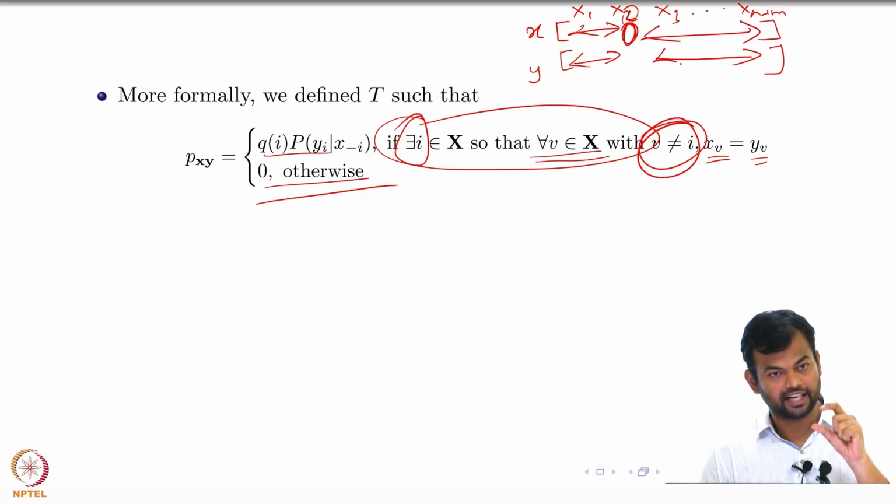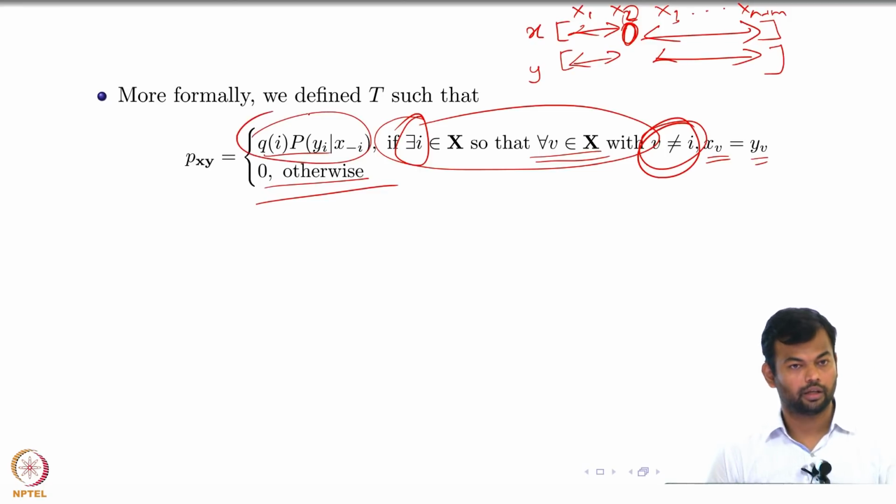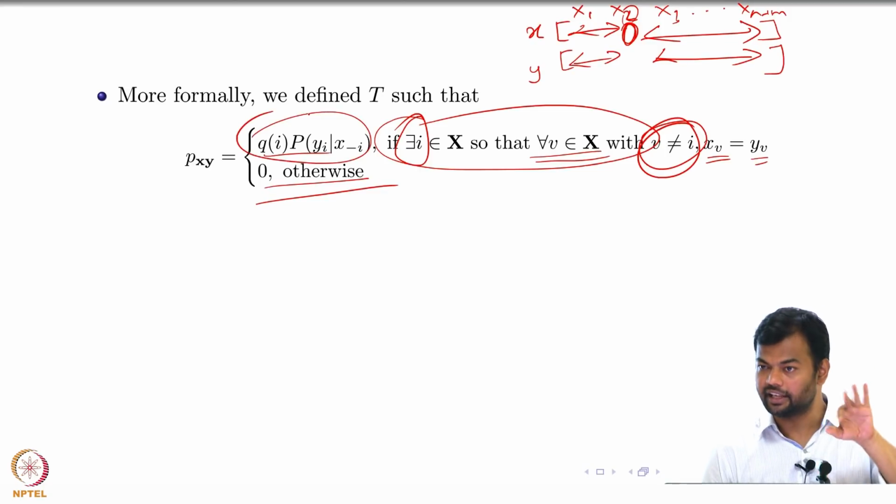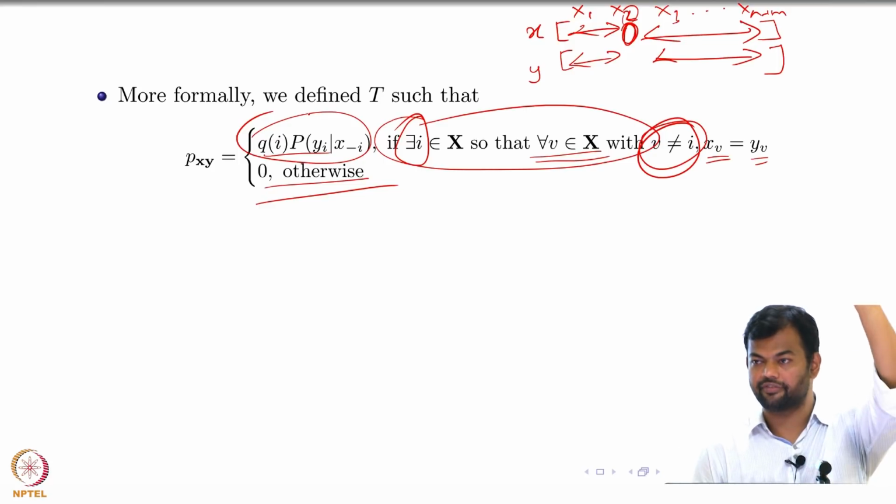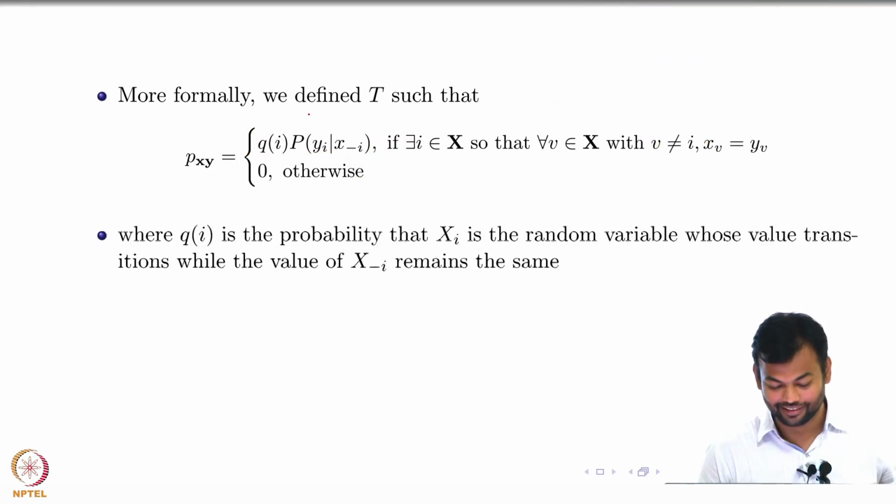If that is how x and y look, then the probability of transitioning from x to y is given by this. So now let's break it down. Is that clear? Everyone gets the if condition? Please raise your hands if you don't.